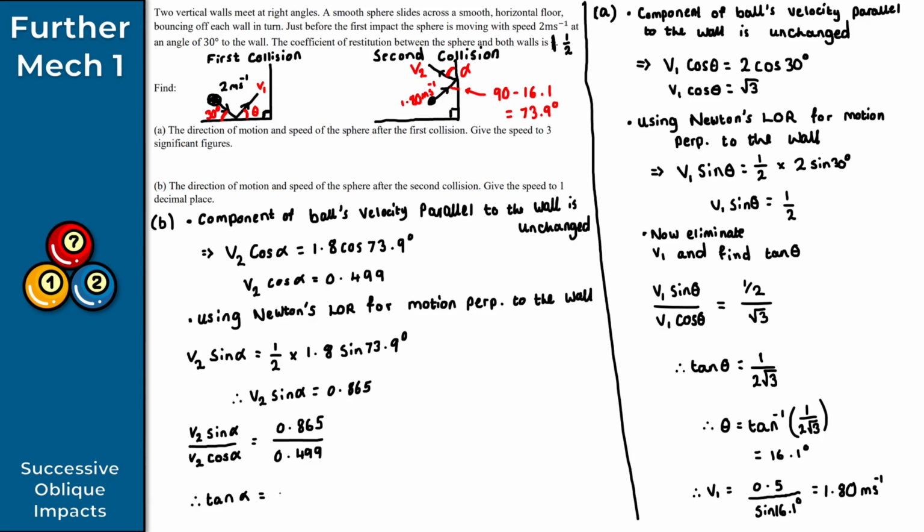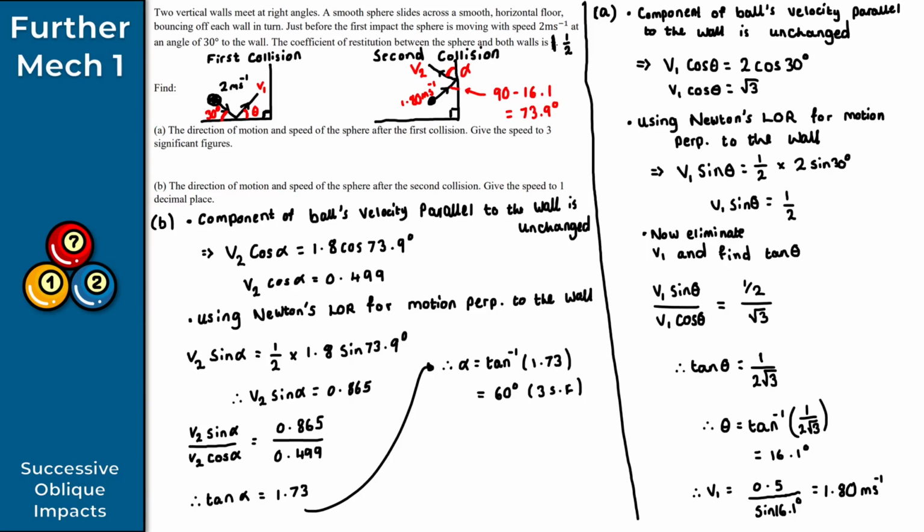What I get here then is 1.73. So if we want alpha, alpha is equal to tan inverse, or arctan, whichever you prefer, of 1.73. Put this into your calculator and you get 60 degrees to 3 significant figures. That's beautiful, that we get 60 degrees to 3 significant figures, not some disgusting angle like 16.1. We get this nice round answer.